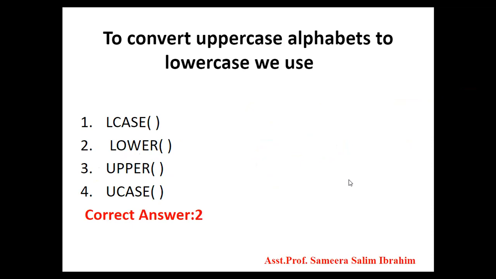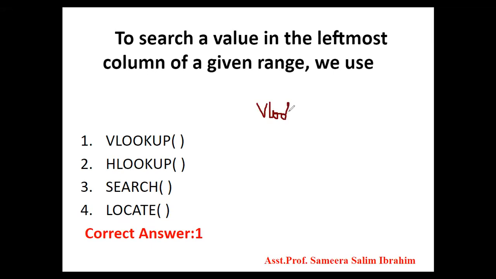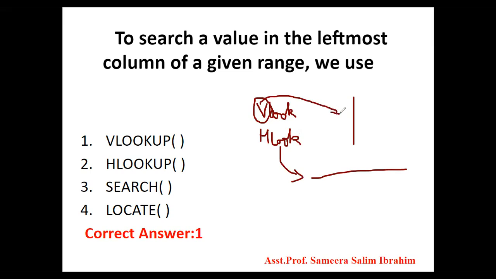Next question. To search the value in the leftmost column of a given table. For checking this question, we should know there are two functions in Excel: VLOOKUP and HLOOKUP. In VLOOKUP, V means vertical. How is vertical drawn? This way. This is vertical. H means horizontal. How is horizontal indicated? This way. So we have to remember it in this way. VLOOKUP means vertical. The column is always in a vertical way.